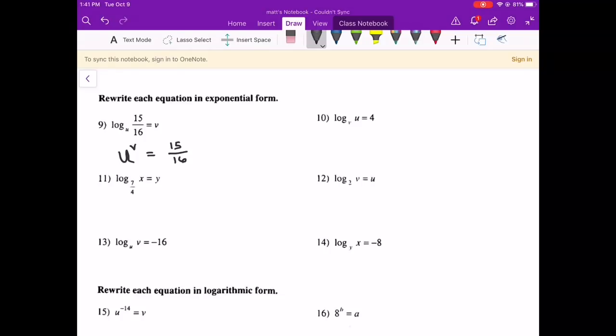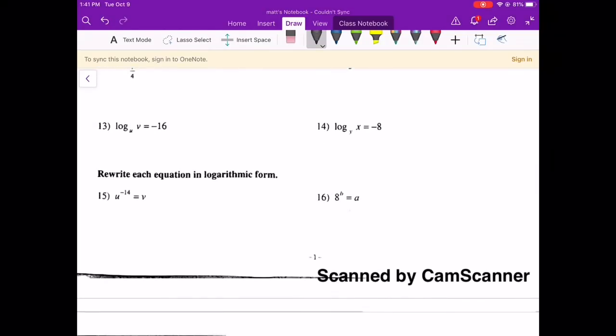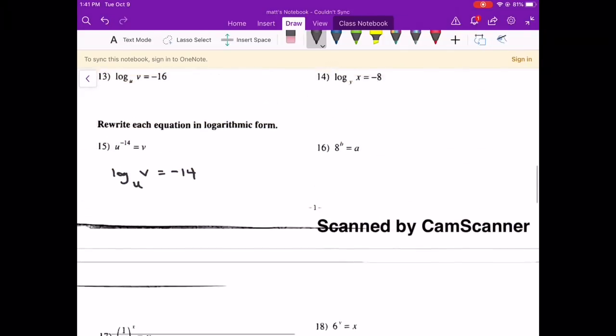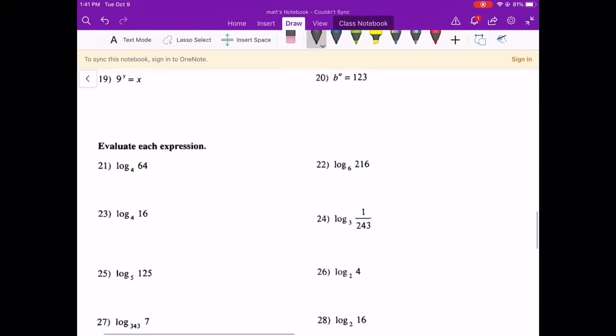All right, and then if I'm in log with a bunch of variables, I could still do that. The base is u, so log base u, and then v is what I was equal to, and my exponent got isolated. So that's how it continues to work with my forwards and backwards, exponents into logs, logs into exponents. Make sure you're paying attention where the base goes, where the exponent goes. All right, doing some more with just the rewriting.